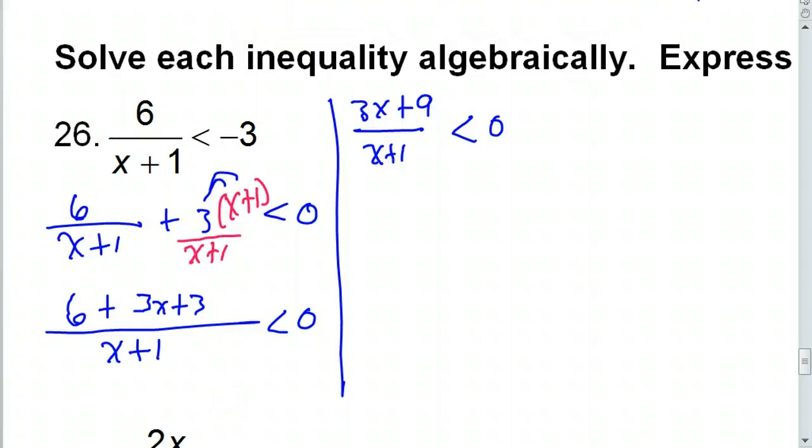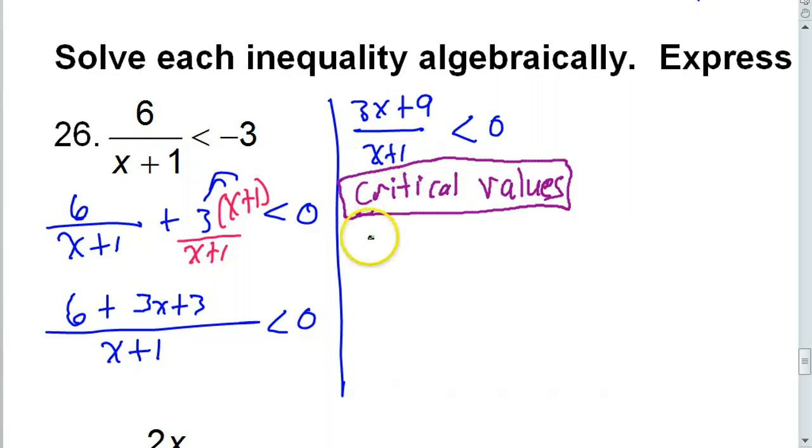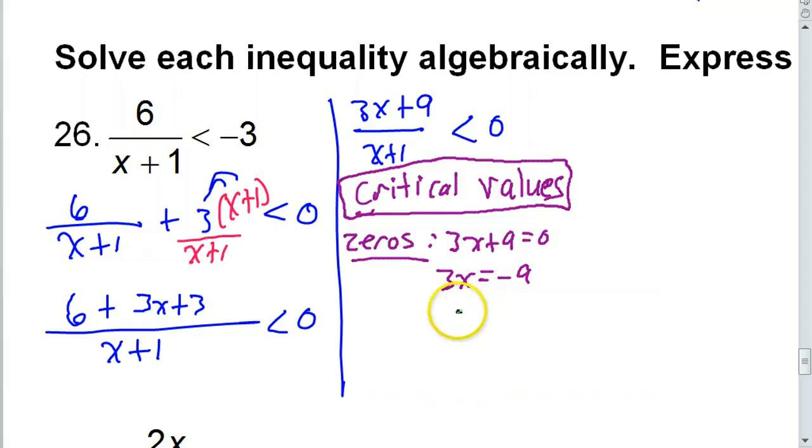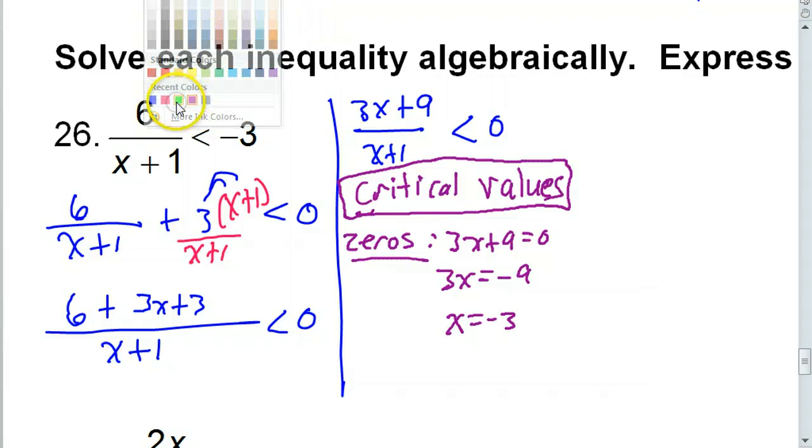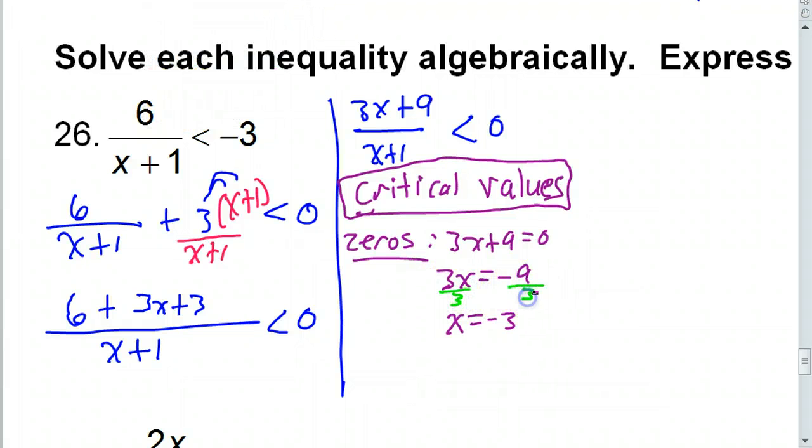Okay, so it's time to talk about our critical values. There are two types of critical values. We have our zeros, which come from the numerator. If I set 3x plus 9 equal to 0, that's going to give me 3x equals negative 9. I subtracted 9 from both sides. And that's going to give me x equals negative 3 because I just divided by 3 on both sides. Better show it though.